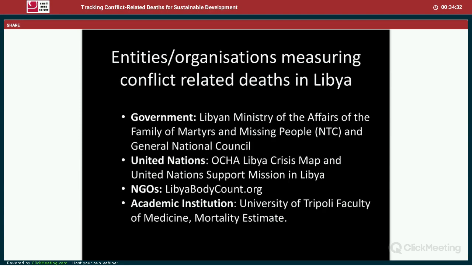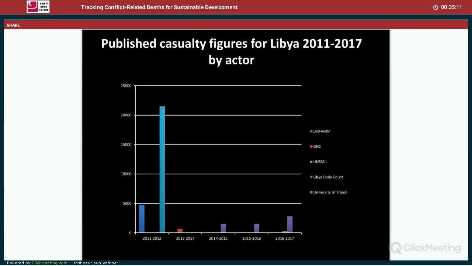These are the entities that I looked at and analyzed. The Libyan Ministry for the Affairs of Family and Martyrs, which was initially in the National Transitional Government and then the General National Council, which came after by election, then OCHA and the United Nations Support Mission in Libya. The only NGO I could find was LibyaBodyCount.org, which was media-based, and one population survey was identified, done by the University of Tripoli. I won't talk about it because it's a long story. I'll just focus on the casualty recording sources.